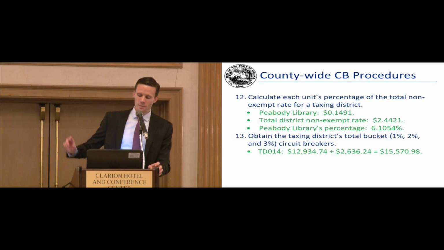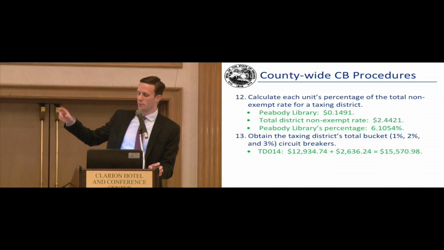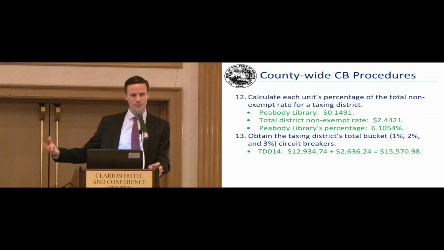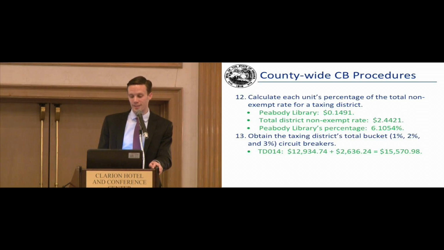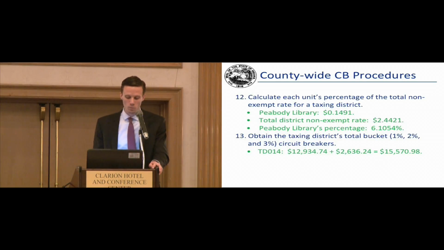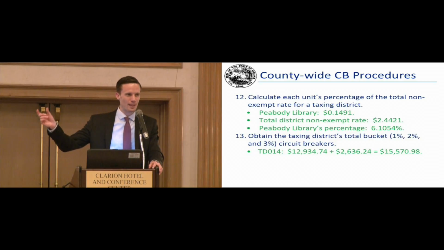So now we're going to talk about what we're going to do with those particular rates. So for Peabody Library, this fraction is going to look very similar. It happens to be the same one as what it was for over 65. The total non-exempt rate for the district is $2.44. For the library, it's $14.91. And so the library, again, is going to be 6%.